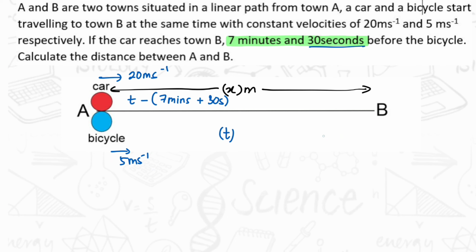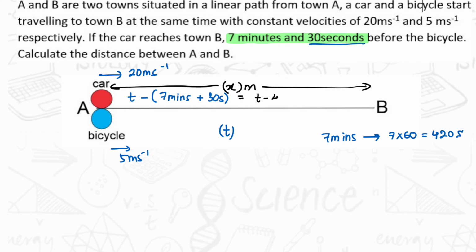So the car takes t minus 7 minutes 30 seconds to reach city B. Now if we convert 7 minutes to seconds, that will be 420 seconds. Therefore the total time taken by the car will be t minus 450 seconds. Let's apply s equals ut to the bicycle. Then the displacement is x and the velocity is 5 meters per second and the time taken will be t. That's the first equation.